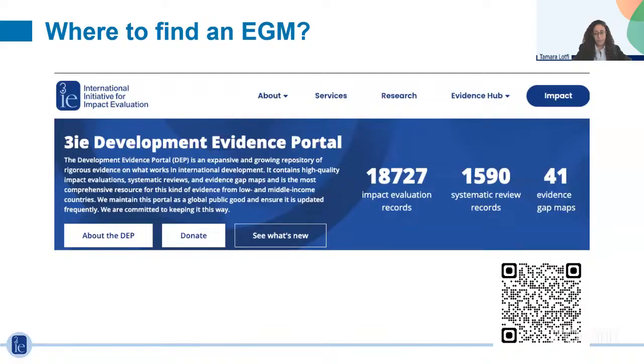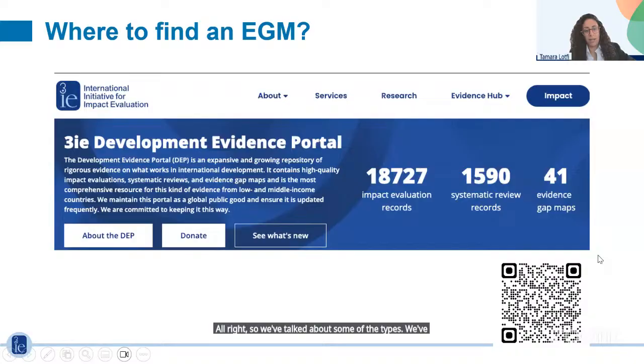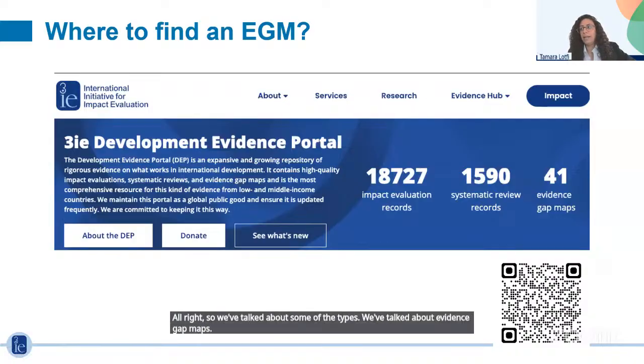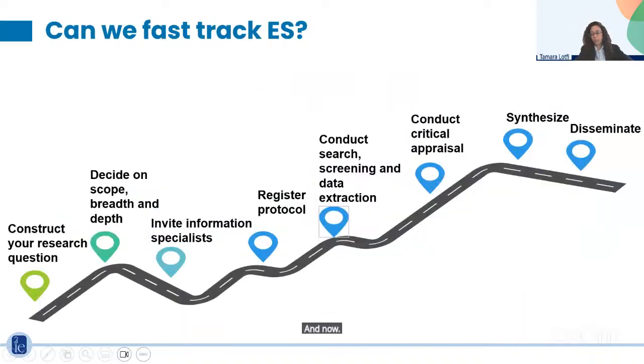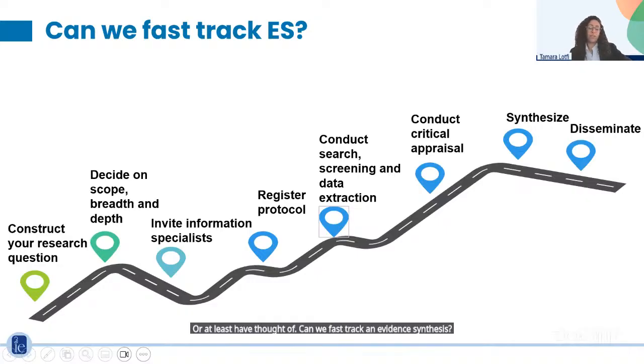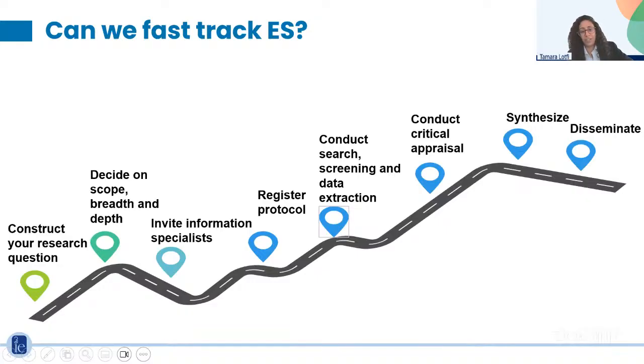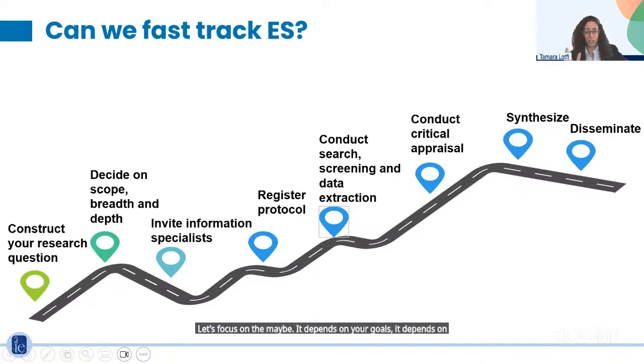All right, so we've talked about some of the types, including evidence gap maps. Now, one question that many of you have asked before, or at least have thought of: can we fast track an evidence synthesis? The immediate answer is maybe. Before we go into details, let's focus on the maybe. It depends on your goals, and on why you want to fast track it.